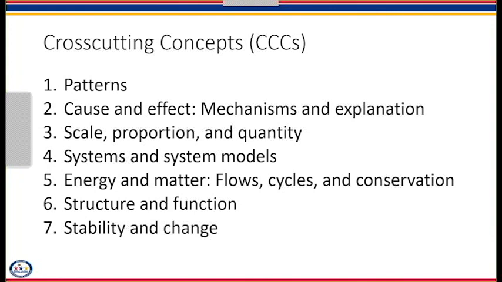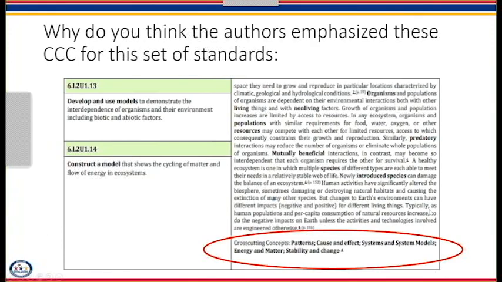And our cross-cutting concepts are patterns, cause and effect, scale, proportion, and quantity, systems and system models, energy and matter, structure and function, stability and change. And we can find them in our standards underneath the learning progression column. You're going to see that some are bold and some are not. The ones that are bold are the ones that are identified as really important to this lesson or this series of standards. So in our 6th grade example, the cross-cutting concepts are patterns, cause and effect, system and system models, energy and matter, and stability and change.